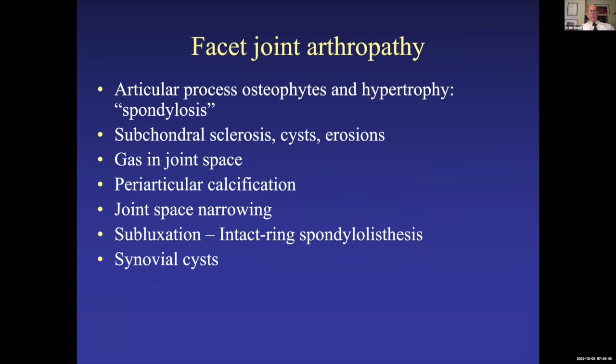And we talked a bit about what happens. If you get a lot of joint instability in the facets, it may allow one vertebra to slip on the other. That's called spondylolisthesis. If the facet joints being unstable cause the listhesis, it's called intact ring. Broken ring listhesis is related to breaks in the posterior elements, typically a spondylolysis, otherwise called pars defects.